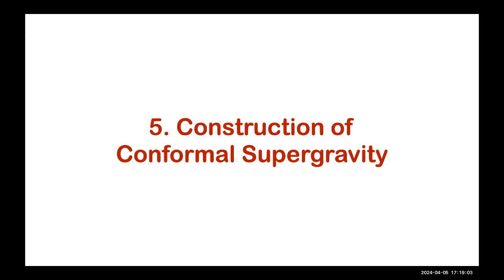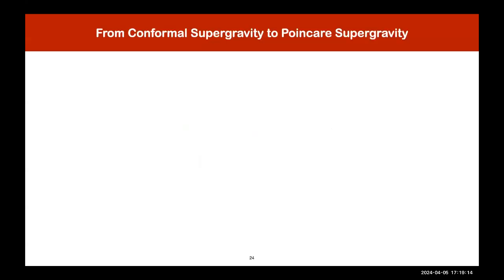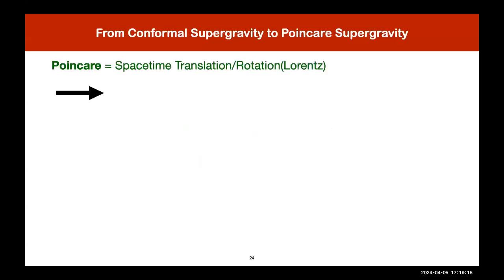Just keeping these things in mind, we can proceed to some constructions of conformal supergravity. The conformal supergravity starts with some Poincare symmetry. The Poincare symmetry consists of the space-time transformation and rotation. And then we can add some conformal group, which is the dilatation and special conformal transformations.